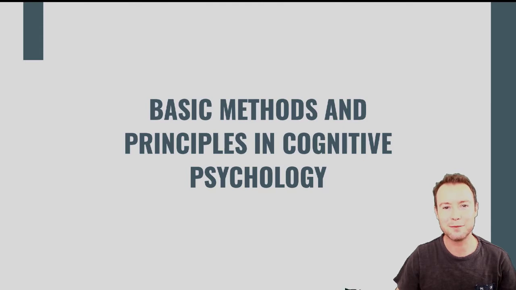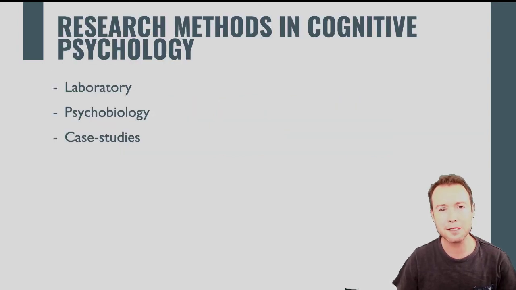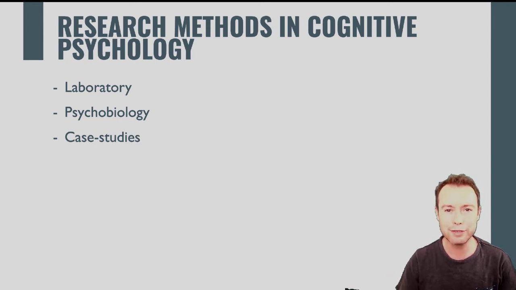Welcome to this part where we're going to focus on some of the basic methods and principles in cognitive psychology. So we'll start by thinking about some of the research methods that cognitive psychologists can use to study these inner mental processes. And there's three basic approaches.